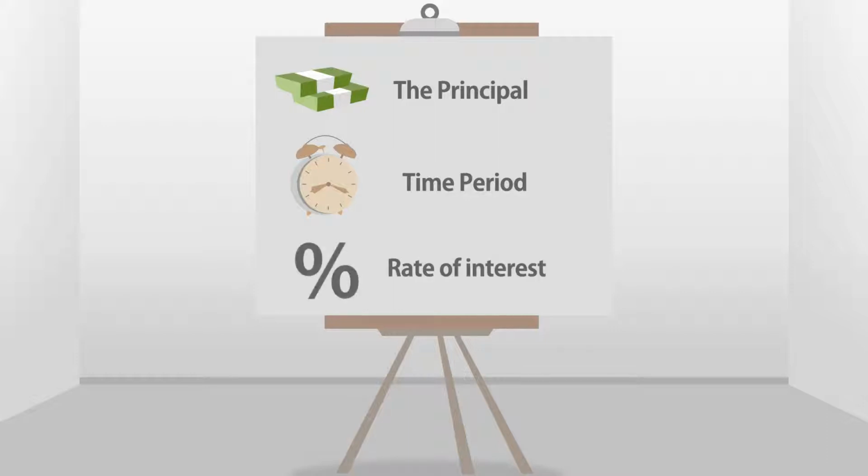Rate of interest is the reward that the borrower has to pay the lender on the borrowed money. It tells us how much percentage of the borrowed money is given as the reward. Amount is the total amount that the borrower returns at the end of the time period. It is the sum of the principal and the interest.